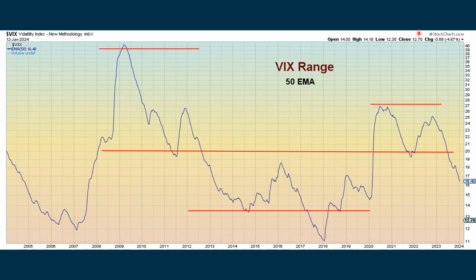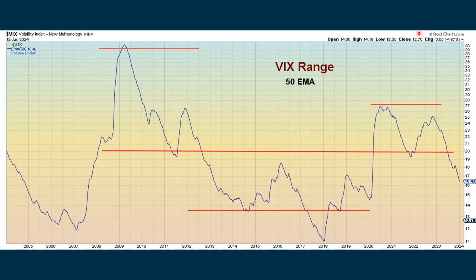So we use a number of different charts to help override our emotions and give us some insight as to what we might need to do as far as making decisions. On this chart, you do see the VIX. Well, you don't see the VIX. The VIX is on this chart, but I turned it invisible. And then over top of the VIX, I put a 50-period exponential moving average.